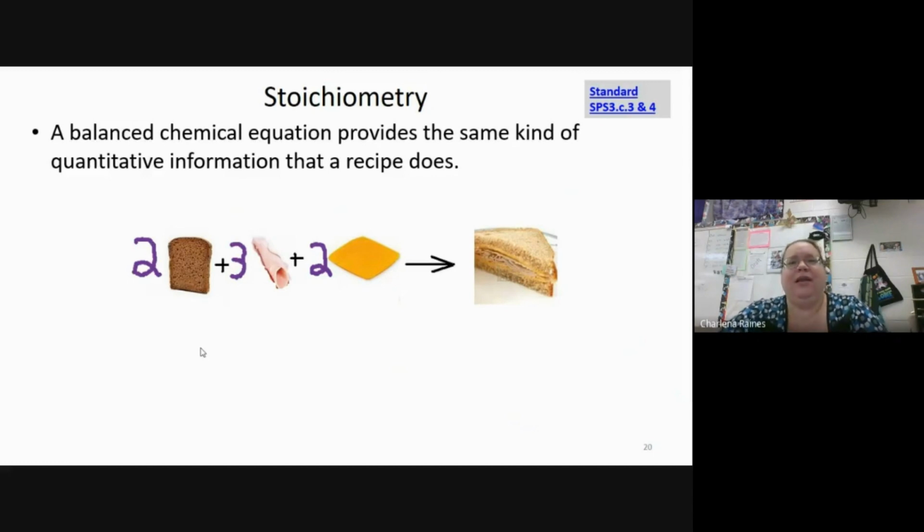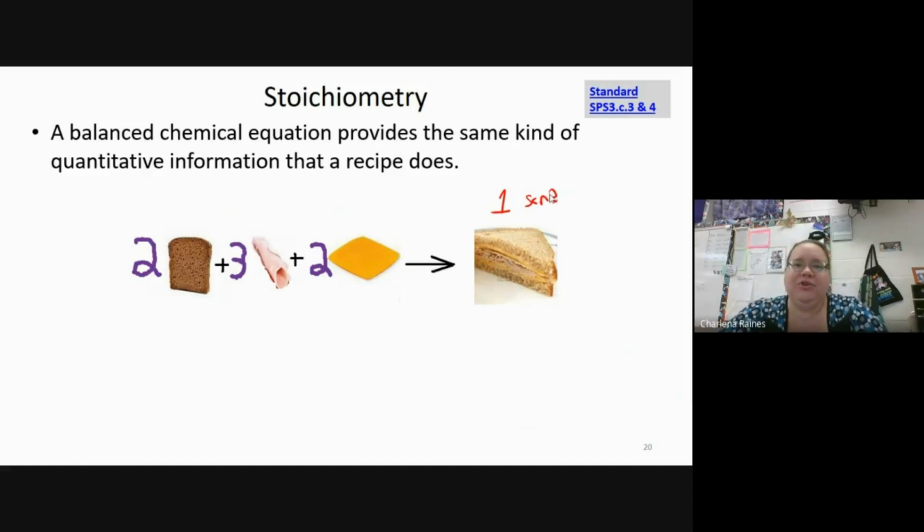My non-chemistry example is a turkey sandwich. When I make a turkey sandwich, I always have 2 pieces of bread, 3 pieces of turkey, and 2 pieces of cheese. I love cheese on my sandwich. Include whatever condiments you want. All of those things together come together to form one turkey sandwich.